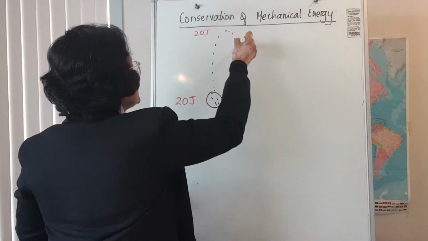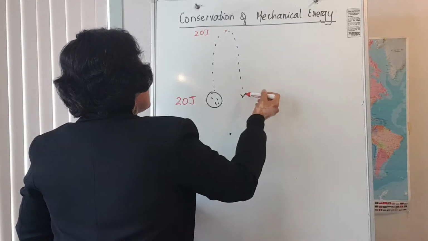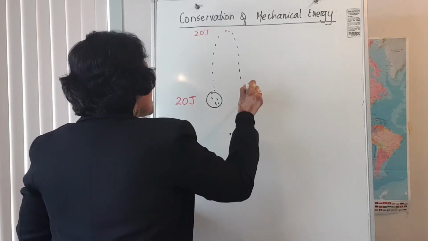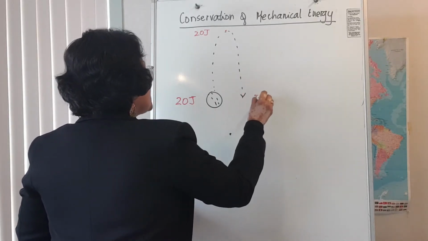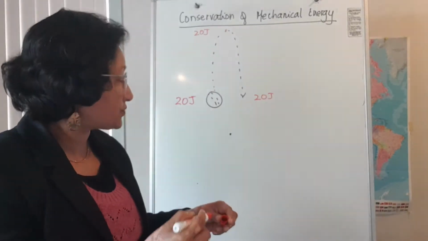And then when it falls down, the whole time the energy will be 20 joules, but when it reaches the bottom, all that gravitational potential energy will be converted to 20 joules of kinetic energy. Okay, so that's what this is.